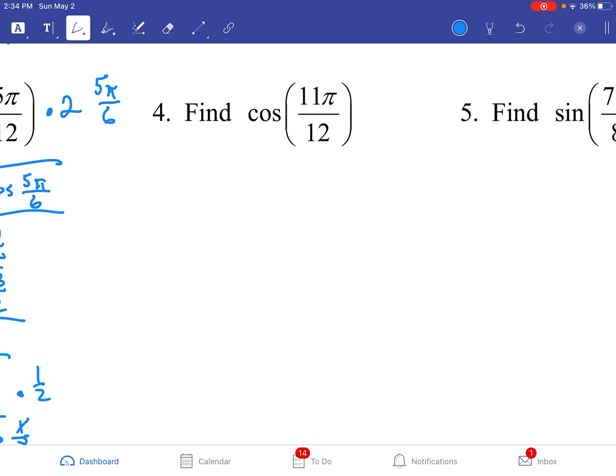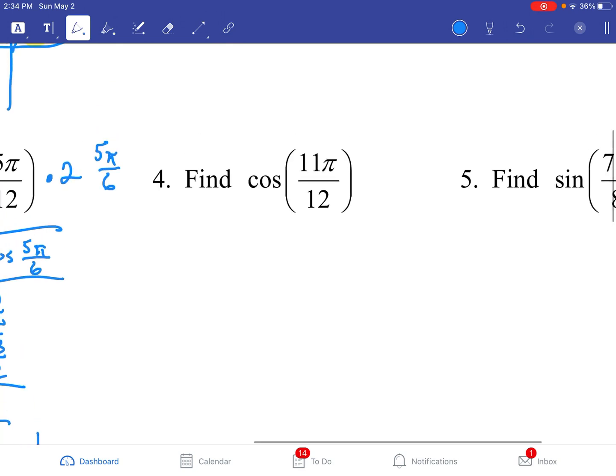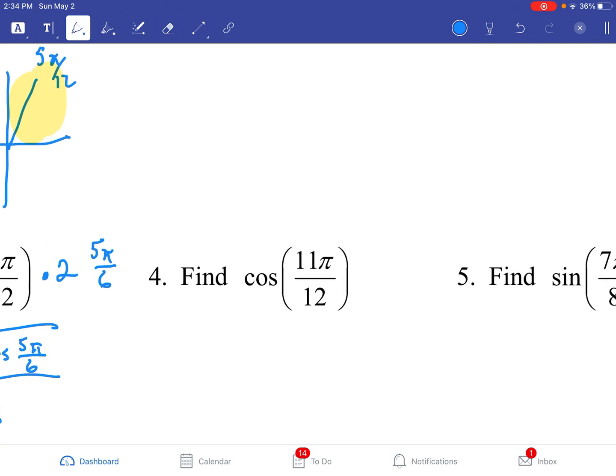All right, so hopefully you tried it. You're back for more. So again, we need to find cosine of 11 pi over 12. So if we make our unit circle, 11 pi over 12 would be like here.